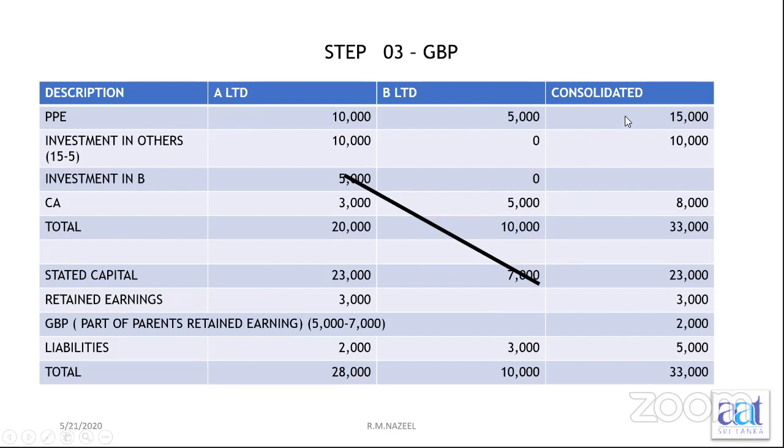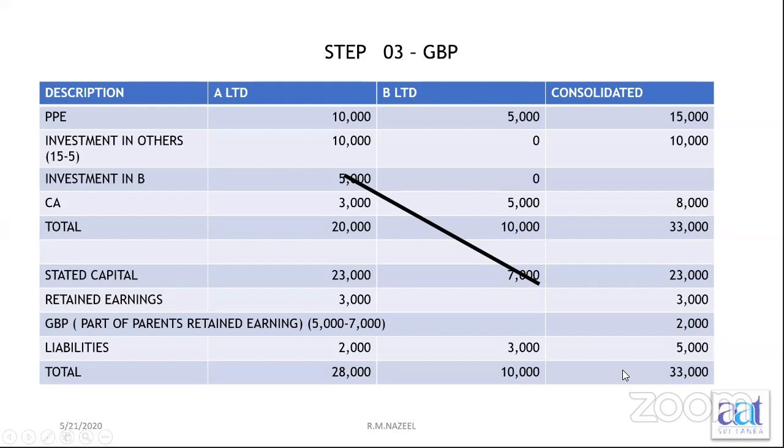So PPE is 15. Other investment is 10. No goodwill in this case. Why? We paid less. Current assets are 8,000. So the total is 33,000. Stated capital is only from the parent. Retained earning, you have two options. You can either put it as 5,000 or take it as 3,000 and 2,000. But in the examination context, you need to take it as 5,000 because consolidated retained earning is the total profit. And liability is 5,000. So therefore, the total amounts to 33,000.